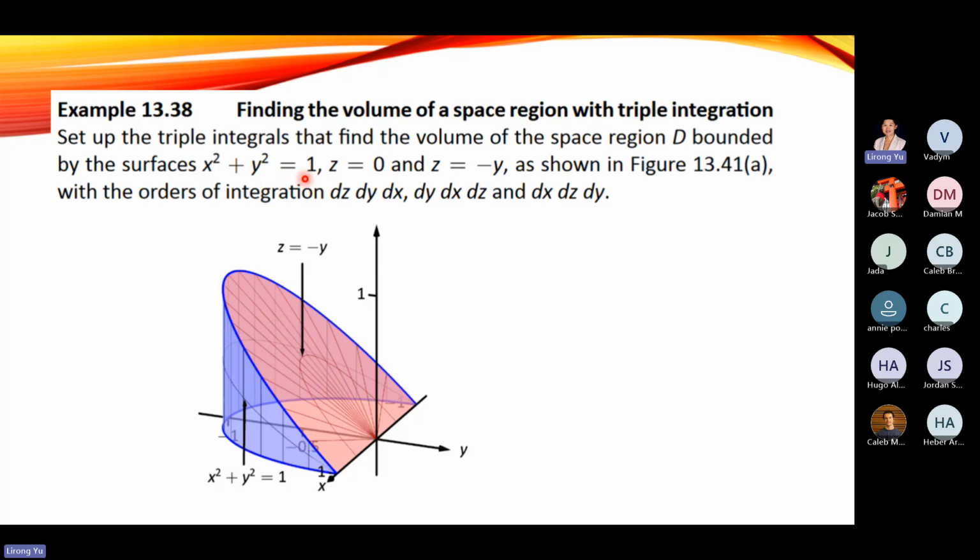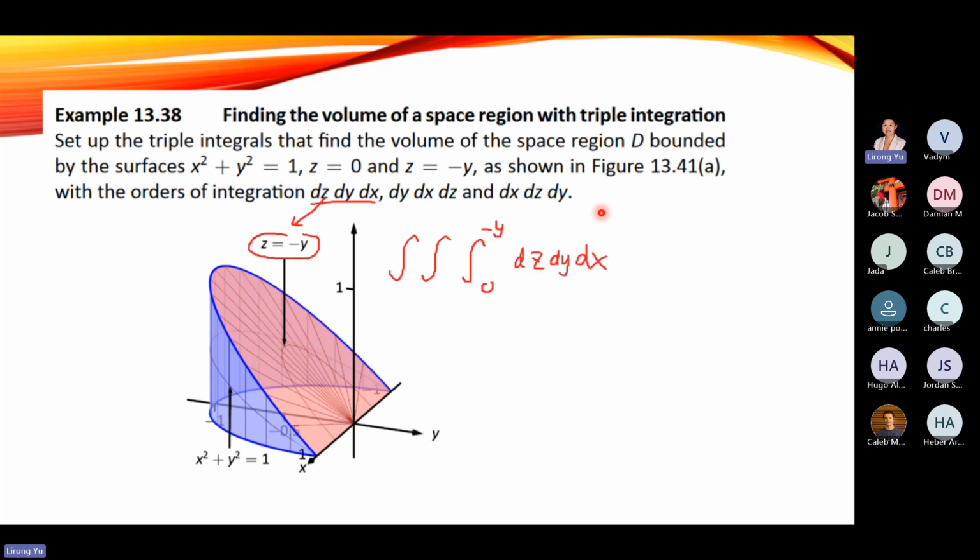So the plane intersects the other plane and then intersects the cylinder. And all three surfaces form an enclosed part of the space. That's the volume that we are trying to calculate. All right, let's see how we calculate this volume with a triple integral. We can use the order of integration dz dy dx, or dy dx dz, or dx dz dy. Change the order of operation, whichever one, we will figure out the total volume.